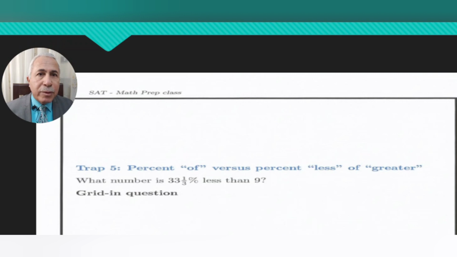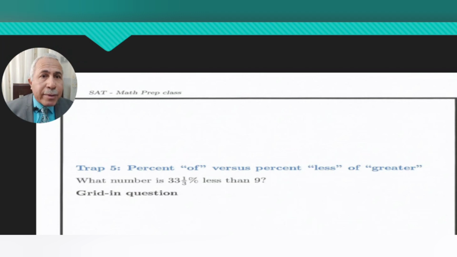Wait. Continue. Less. Less means minus. Than. This is very important now. Than 9. So the first point I'm going to take from than is that 33 and 1/3%, it will be of the 9 because he told me less than 9. So the main number is 9.